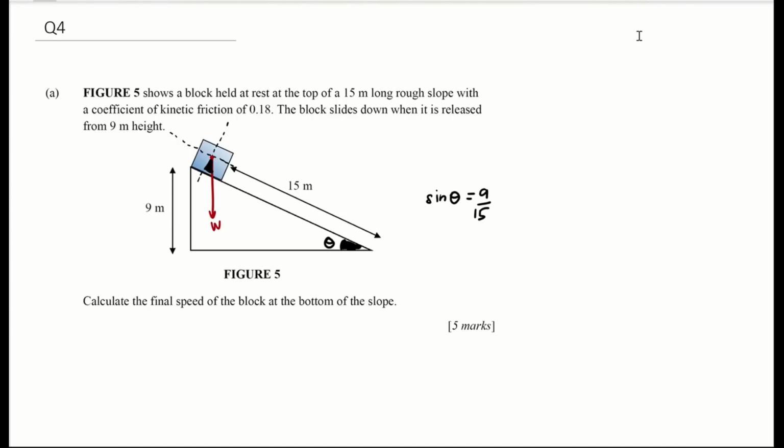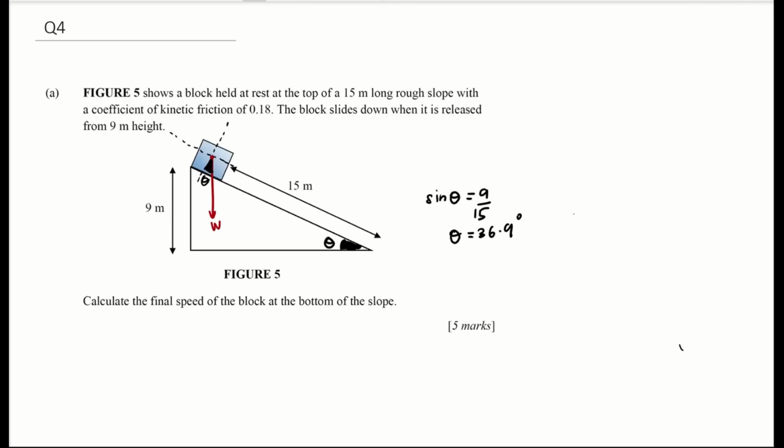So we consider that 15 is actually from here, sebab dia dah kata tadi: the block slides down when it is released from the height of 9 meter. So from height of 9 meter, they start from rest at the top of a 15-meter long rough slope. So from here we can calculate theta, which is 36.9 degree. So angle kat sini pun sama lah, 36.9 degree.